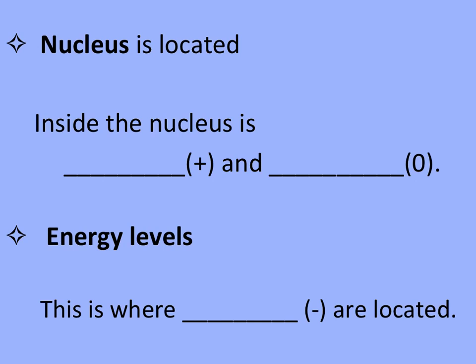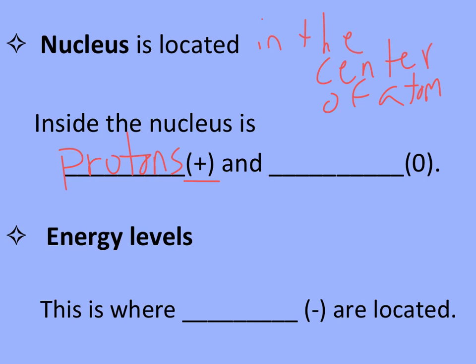The nucleus is located in the center of the atom. And inside the nucleus, we have protons, which again have a positive charge, and neutrons, which have no charge. Neutrons, no charge. Protons, positive charge. And energy levels, this is where electrons with a negative charge are located. These are rings around the nucleus.